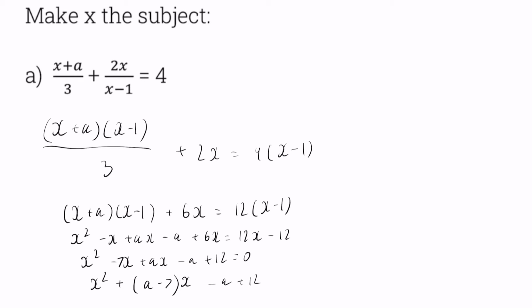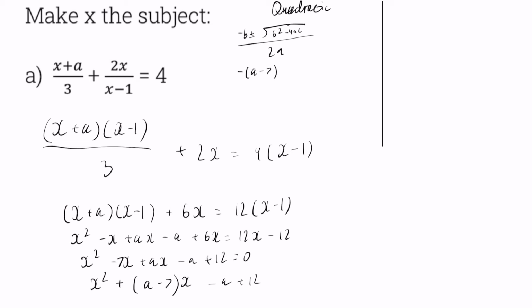Now we can either use the quadratic formula or completing the square. Let's use the quadratic formula first. So it's minus b plus or minus the square root of b squared minus 4ac, over 2a. Now as I said before, b is a minus 7, so we have to write minus (a minus 7) plus or minus the square root of (a minus 7) all squared minus 4 times a, which is 1, times c, which is minus a plus 12, over 2 times 1 because a is 1. And that's it. Then we just go on to expand it.